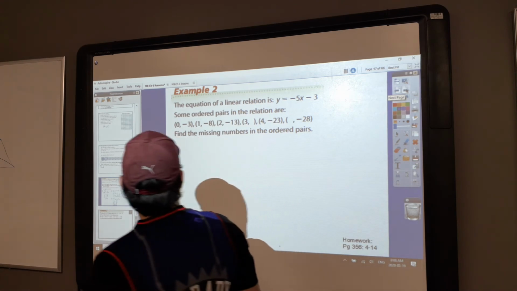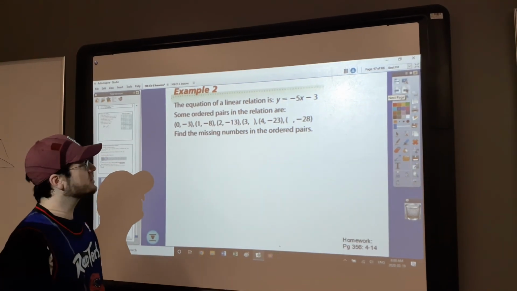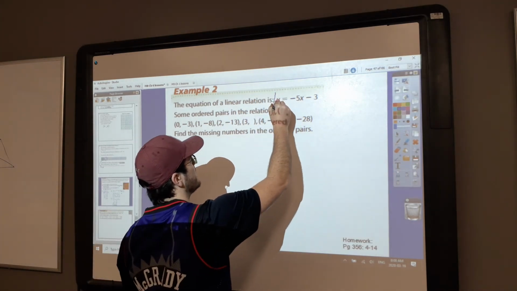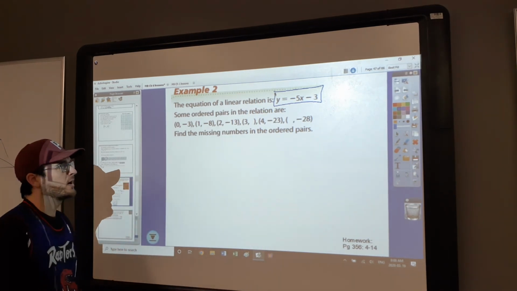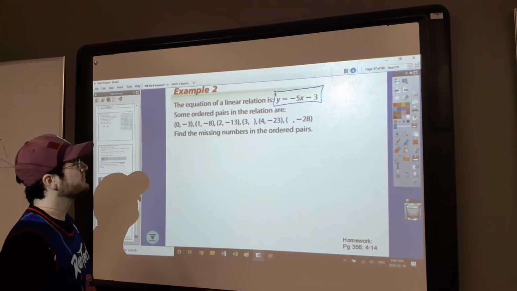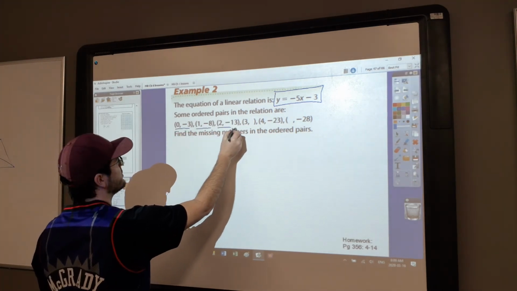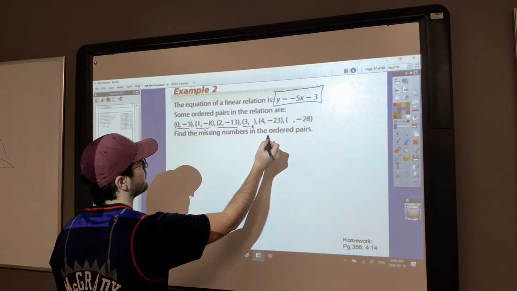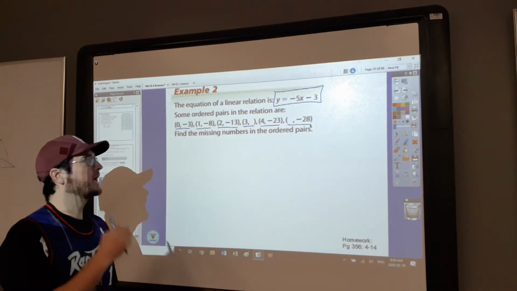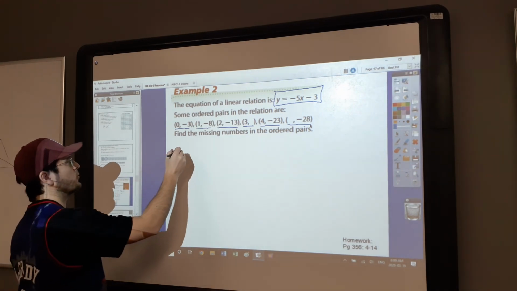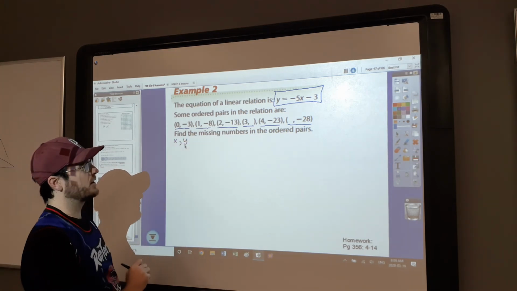Example 2 gets us to look a little bit at the ordered pairs, or the coordinates I sometimes call them. The equation of the linear relation. So we're given y = -5x - 3, now we got some negatives involved as well, which doesn't have to be scary. Some ordered pairs are given: 0 and -3, 1 and -8, 2 and -13, 3 and blank, so we're going to have to find that, 4 and -23, and then blank and -28. So if an ordered pair works, then the first value is your x value, the second value is your y value.